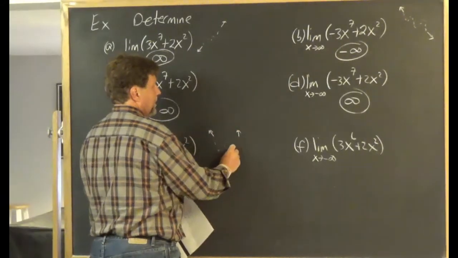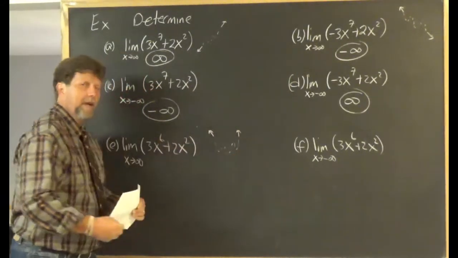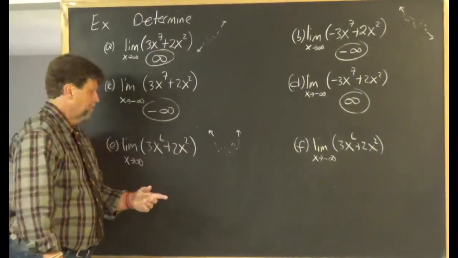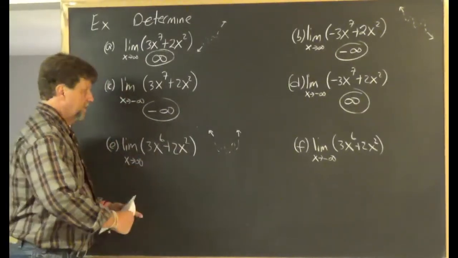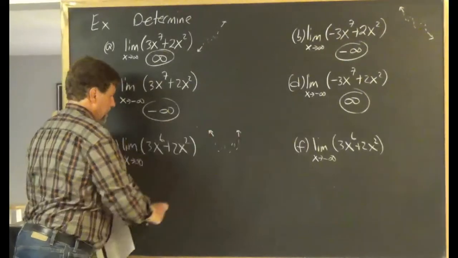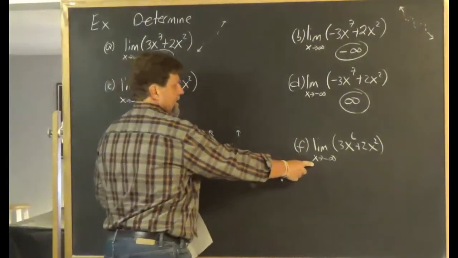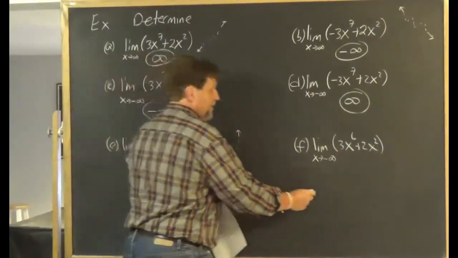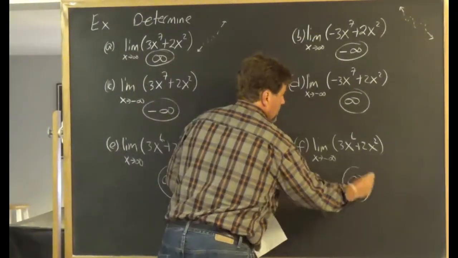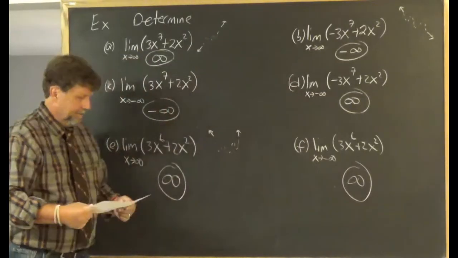Who knows what's happening for the small values of x? Who cares? We're talking about the end behavior. But it tells us that this limit, because that end is shooting up, is infinity. And as x goes to negative infinity, it's the same function, so we get that limit to be infinity.